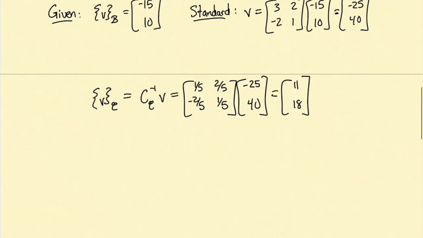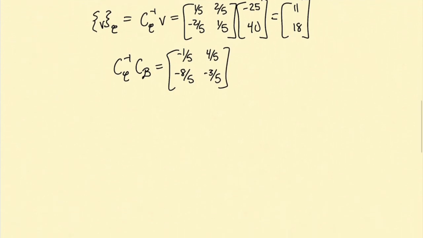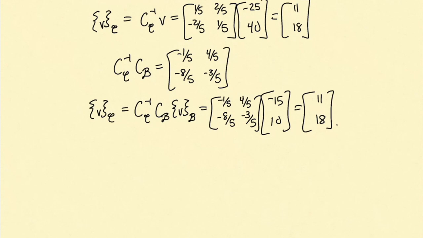Alternatively, if we didn't want to do this in two steps, we could simply take the two matrices, C sub C inverse and C sub B, and multiply them together. This will give us the matrix with entries -1/5, -8/5, 4/5, -3/5. And if we wanted to directly convert the vector V in coordinates for B into coordinates for C, we simply multiply the vector (-15, 10), that's a nice vector, by this matrix, and that will give us (11, 18) directly.